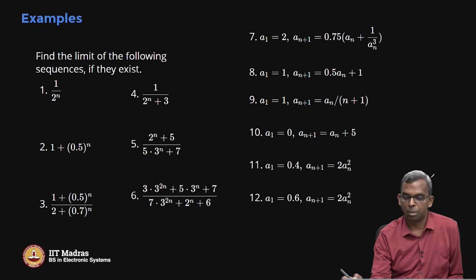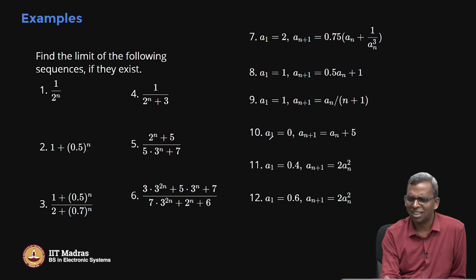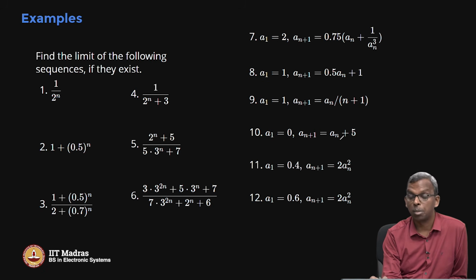Let us see question number 10. Okay. Question number 10 is very easy. I am going to do it very quickly here. a1 is 0, a(n+1) is an plus 5, right. It keeps on increasing. So, you see 0, 5, 10, 15, 20, and so on, and this is an arithmetic progression with a positive difference. This is not going to converge, right. It is not going to be bounded.